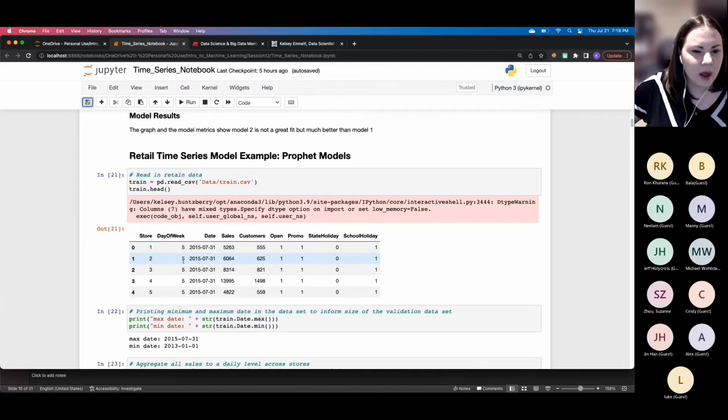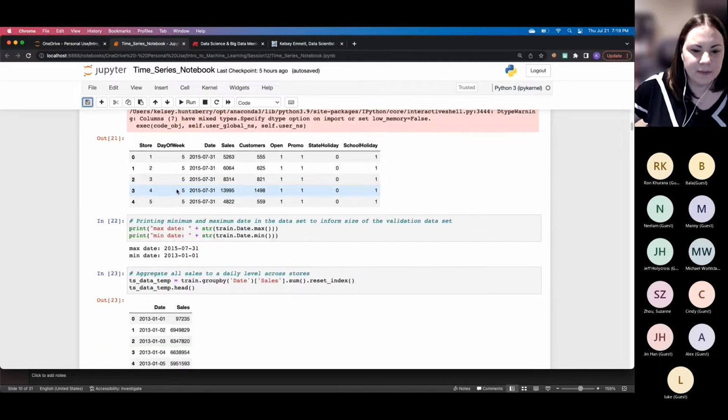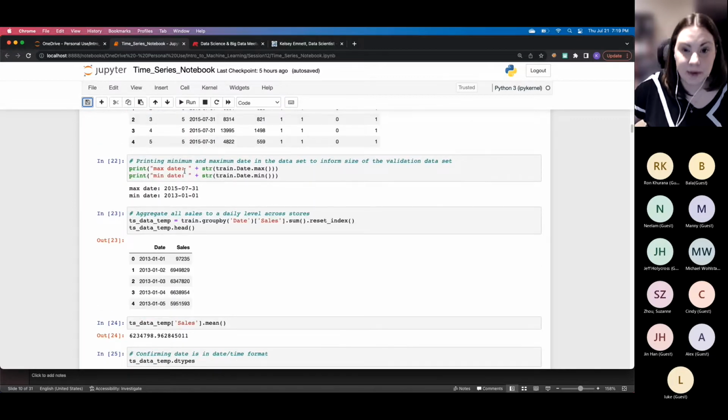Just FYI. And this is reading in the data. I wanted to look at the time period, because one of the first things you do with time series is ask how long is my data? In this particular case, we have data from the 1st of January 2013 to the 31st of July 2015.